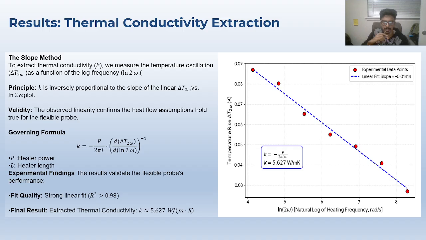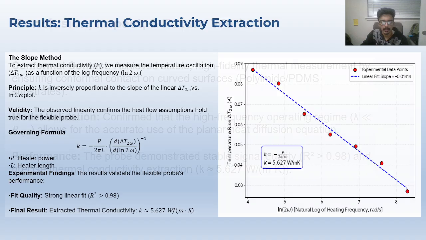Then we have to extract the thermal conductivity, and for this as well, we use simulation, and I've generated a plot, and the value for K is around 5.627 watt per meter Kelvin, and the fit quality is strong because R squared is greater than 0.98. And this is the governing formula with which we found the value for K, the extracted thermal conductivity at 5.627 watt per meter Kelvin.